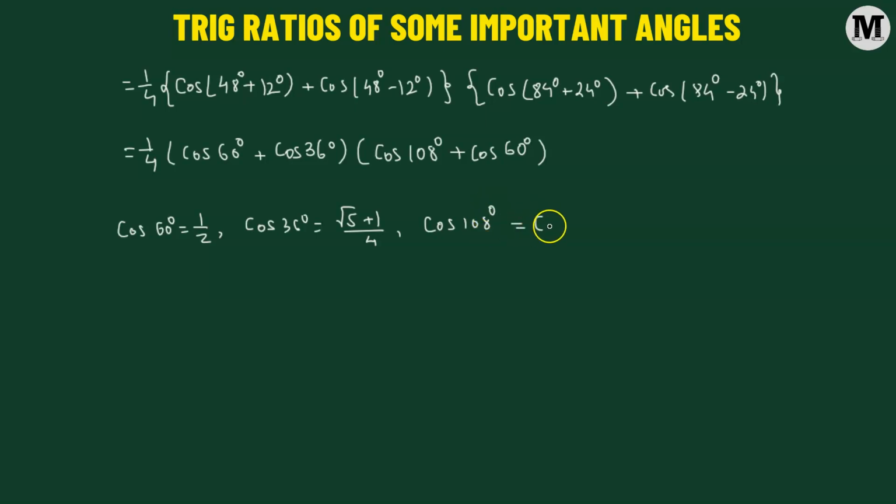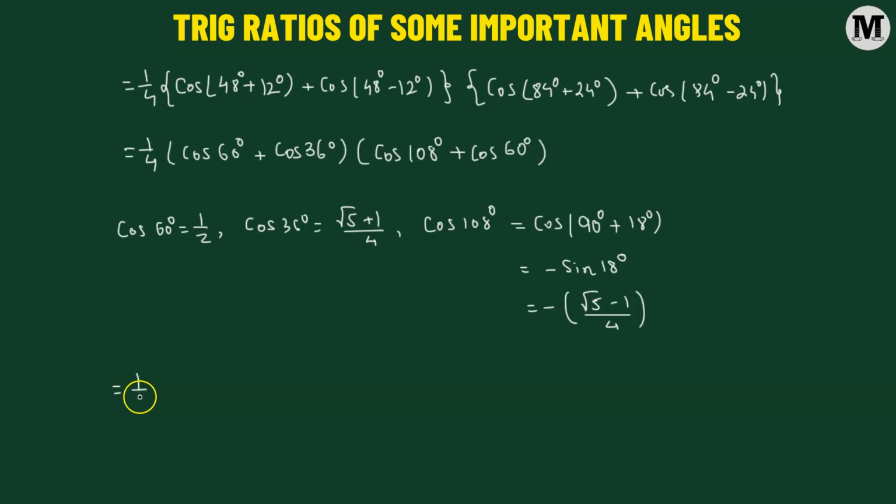Now for cosine of 108 degrees, we'll split it into two parts as 90 degrees added to 18 degrees. Now what we have here is the form cosine of 90 degrees plus theta. Whenever we have cosine of 90 plus theta, that's negative sine theta, and theta in our case is 18 degrees. We have a standard value for sine 18 degrees, which is square root of 5 minus 1 divided by 4. So let's substitute all of these values back into our expression.